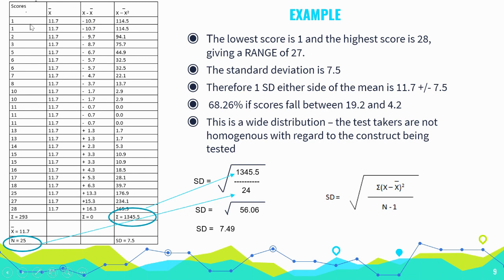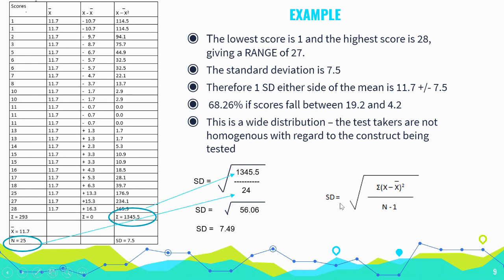So let's go through that once more. The score is 1. The average is 11.7. 1 minus 11.7 is 10.7. 10.7 squared is 114.5. I then add up all the numbers in this last column, and the sum of those numbers is 1345.5.